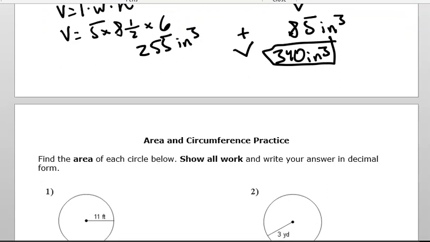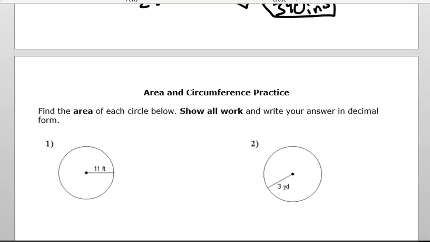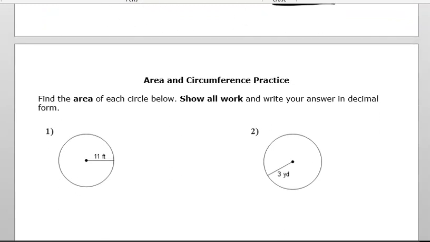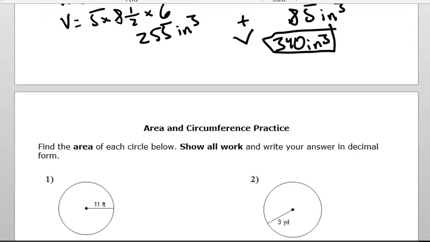All right, and the rest of this homework is area and circumference practice of circles, and I think we have beaten that to death. So if you still do not know how to find the area or the circumference of a circle, that is okay. Please go to one of the many, many earlier videos that we have on this subject.